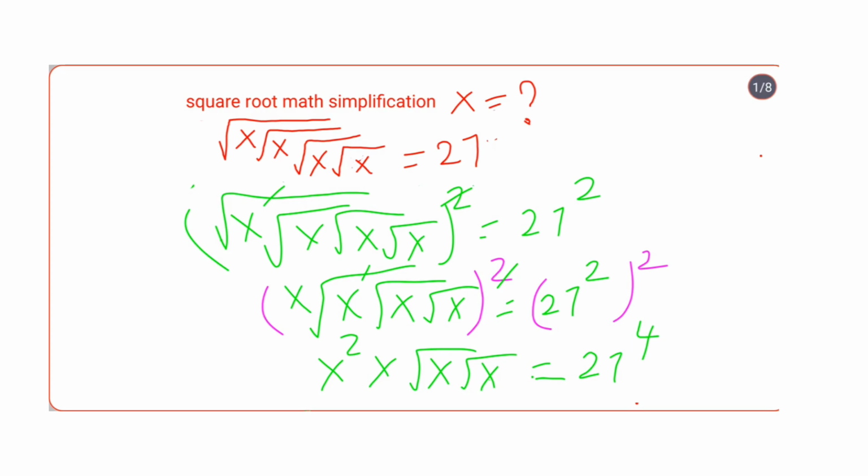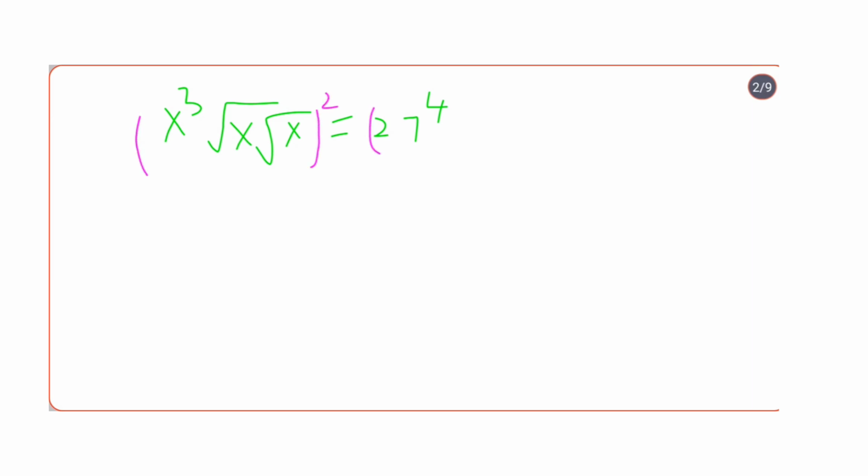In the next step we write x cube into under root x is equal to 27 power 4. So x cube into under root x into under root x is equal to 27 power 4. Again we have to square on both sides. So we get x power 3 means x power 6. This square root and this 2 will be cancelled out.